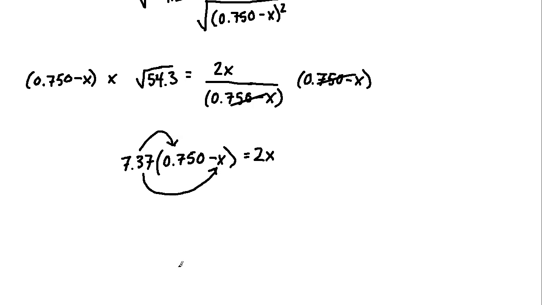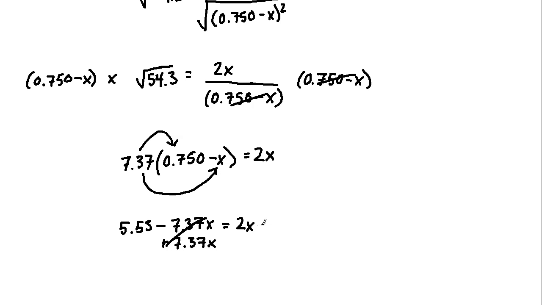So 7.37 times the 0.750, if you put that into your calculator, you should get 5.53 minus, and it's just going to be 7.37x, and that's equal to 2x. Right, so now it's very easy for me to get x on one side. All I need to do is add 7.37x over here. That'll take care of that term and get rid of it.